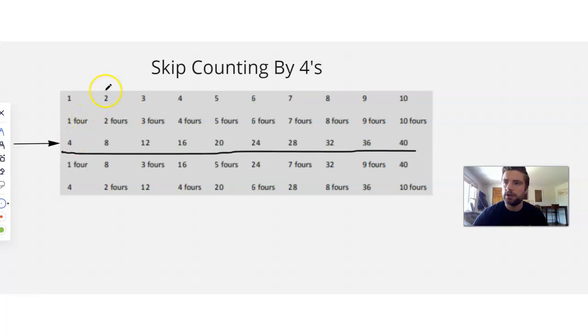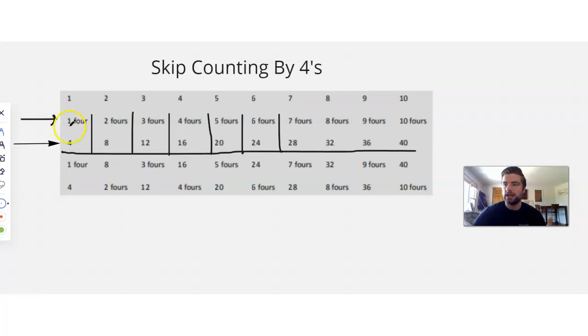Now, the only other thing I want you to notice here is this row above, okay? And this row is interesting because it pairs each skip count by 4 with just another way to represent that number, okay? So 4 is the same thing as 1 4. It's just written differently. 1 4 equals 4. 2 4s, 4 plus 4 equals, you got it, 8. 3 4s equals 12. 4 4s equals 16.